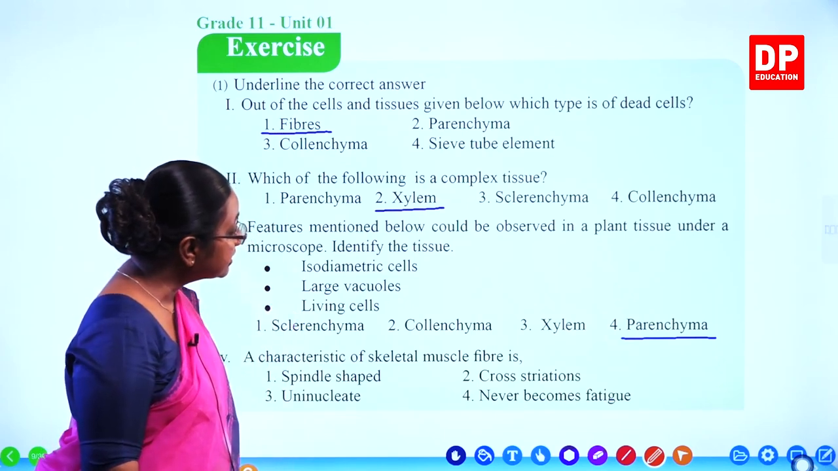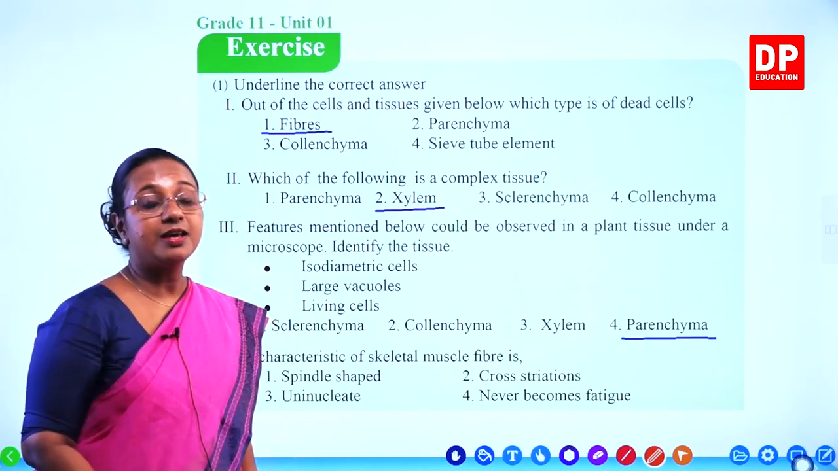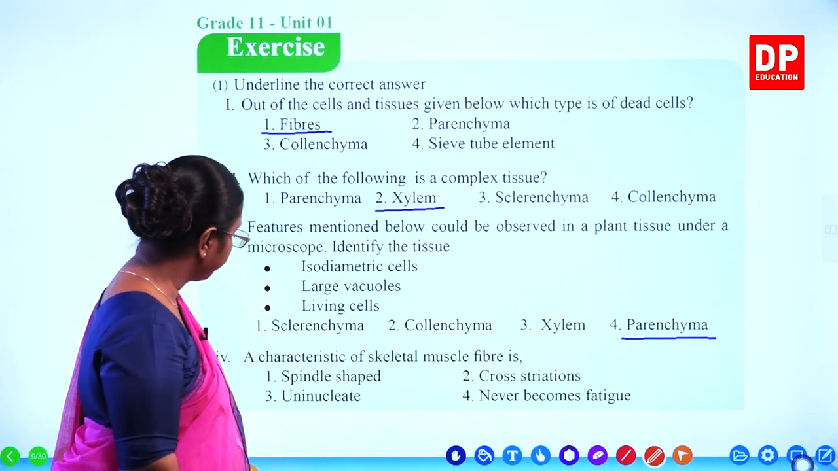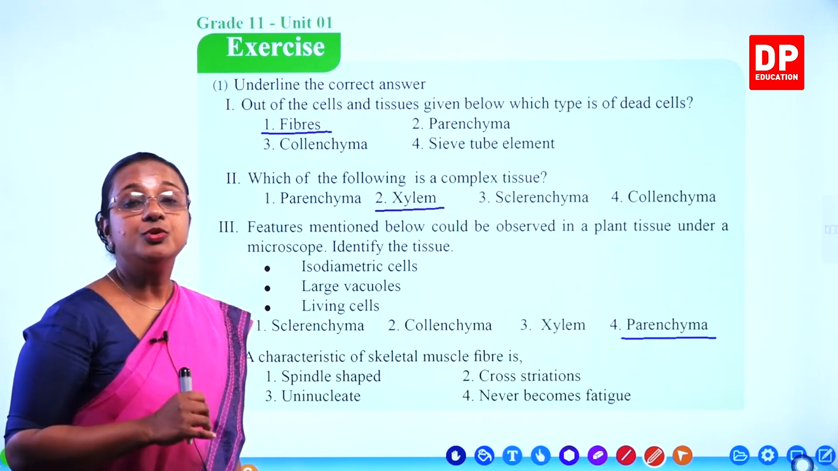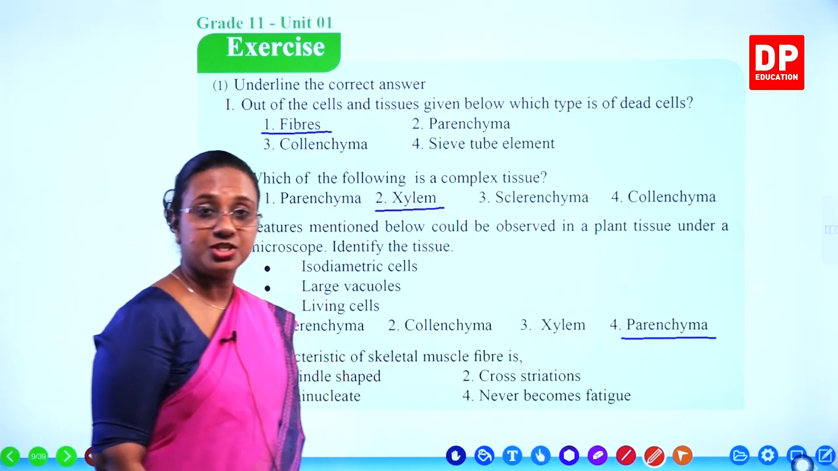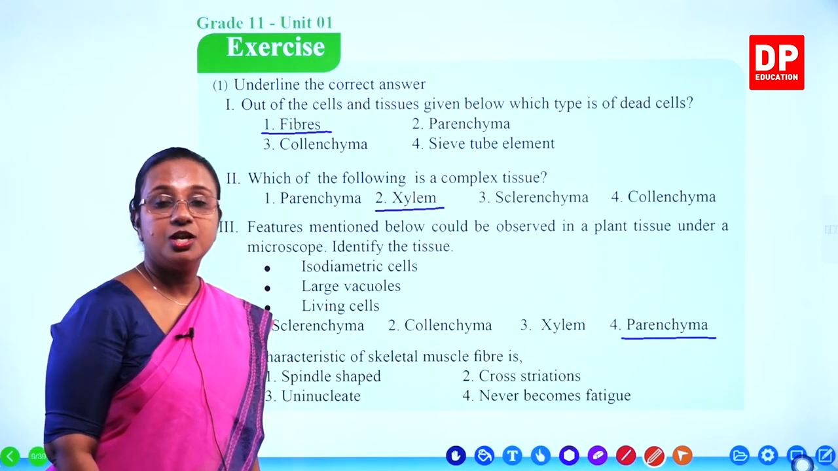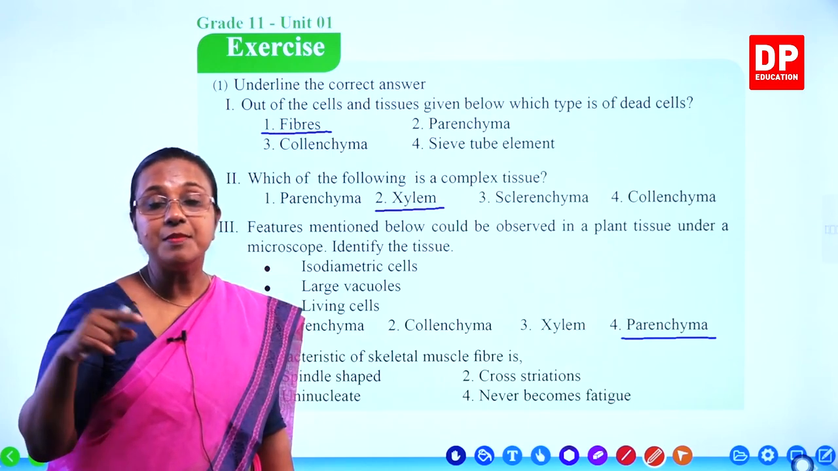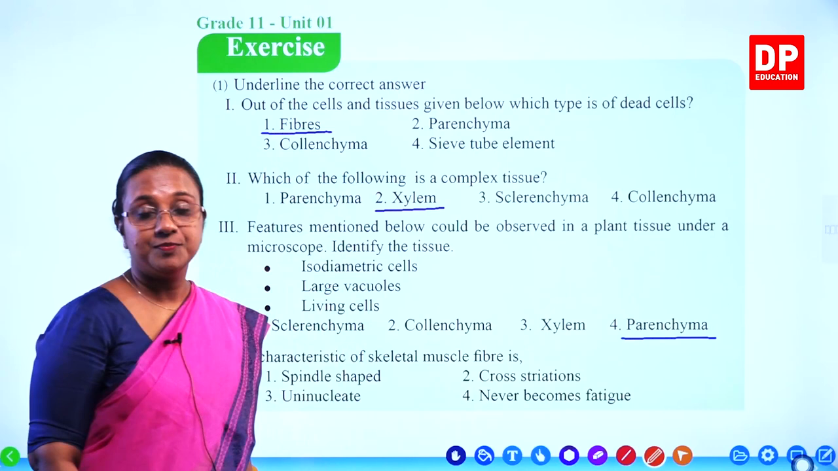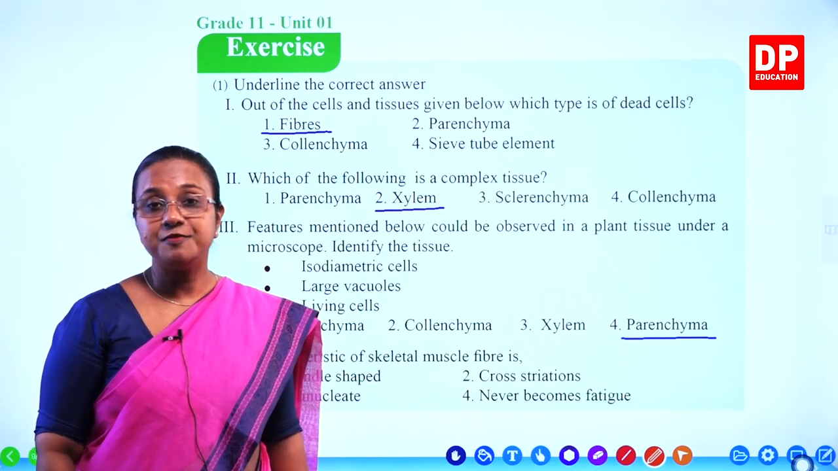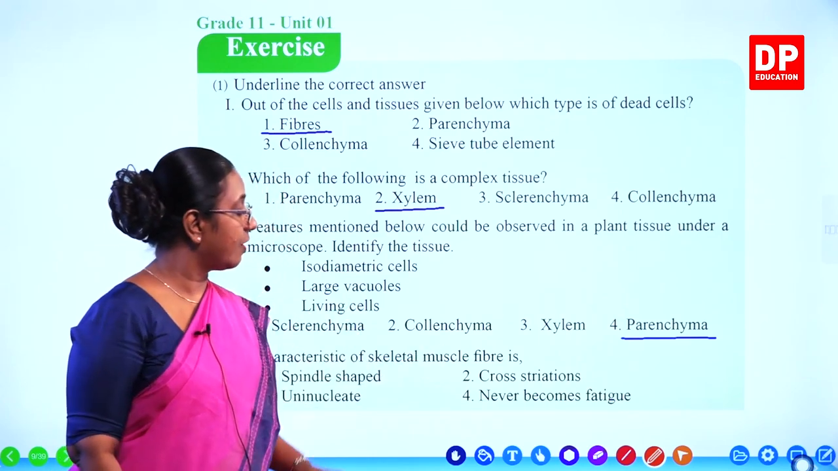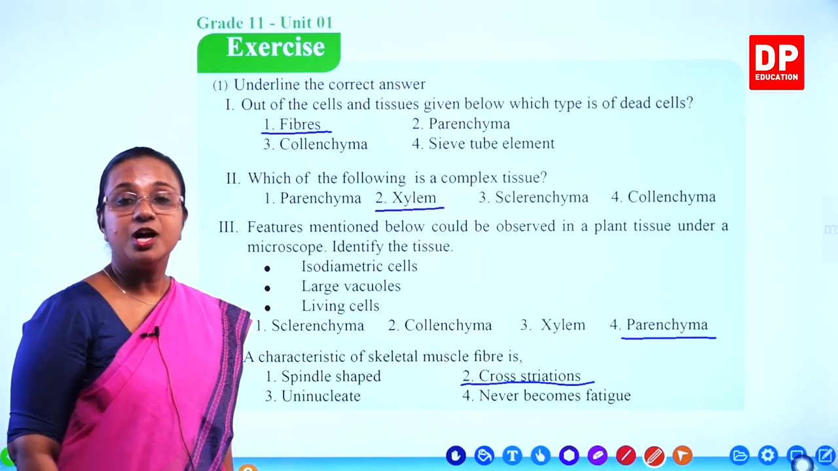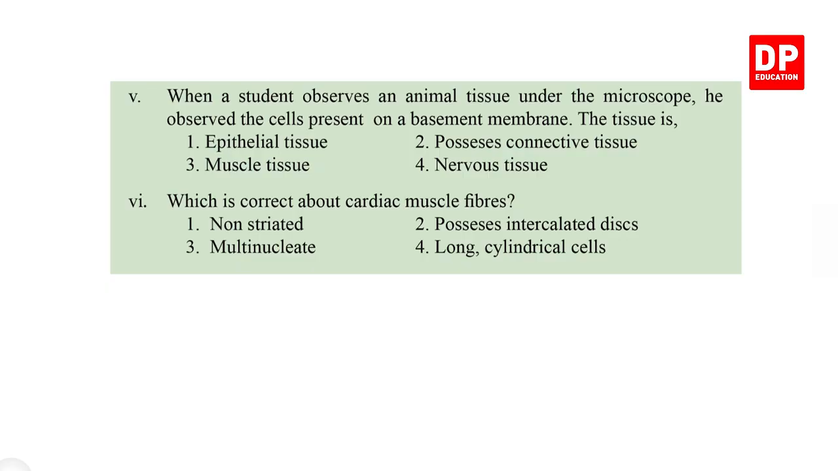A characteristic of skeletal muscle fiber is, you all know the three types of muscles. So here we need to identify the characteristic of skeletal muscle fibers. They are spindle shaped. No, the smooth muscles are spindle shaped. They have cross striations. Yes. Uninucleate. No, the skeletal muscles are multinucleate. They have more than one nucleus in their muscle fibers. Never becomes fatty. These are the muscles that can easily become fatty. So the second one is the correct answer, presence of cross striations.